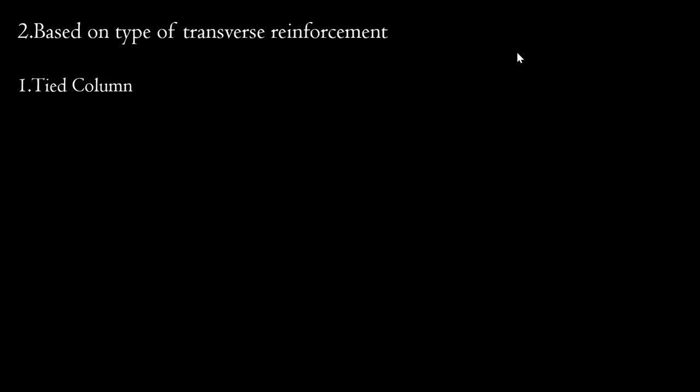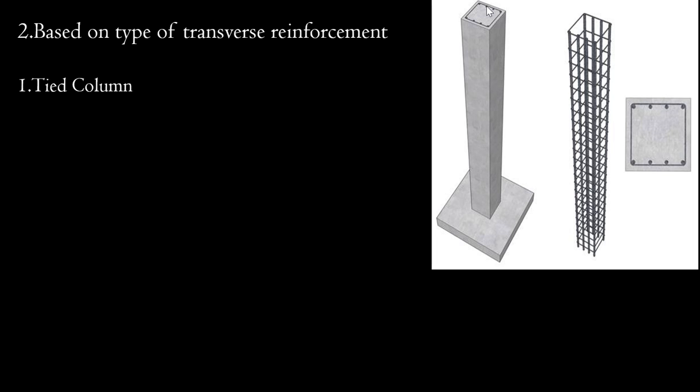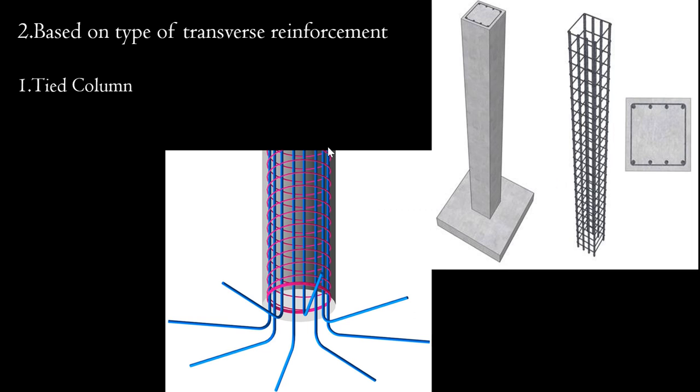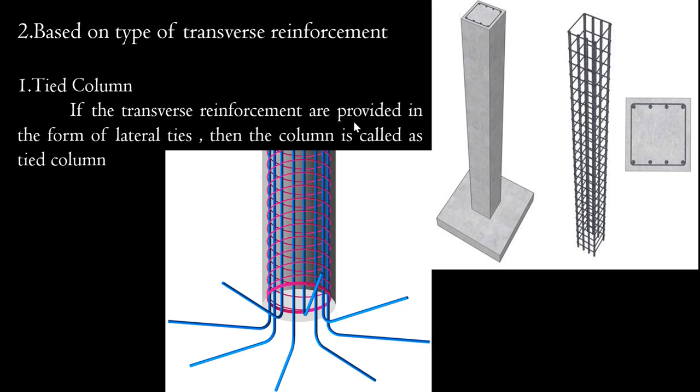Now, based on the type of transverse reinforcement, the first one is the tied column. Tied column means you are providing the lateral or transverse reinforcement in the form of ties. These are called lateral ties; here you can see circular ties and here square ties. If the transverse reinforcement is provided in the form of lateral ties, then the column is called a tied column.